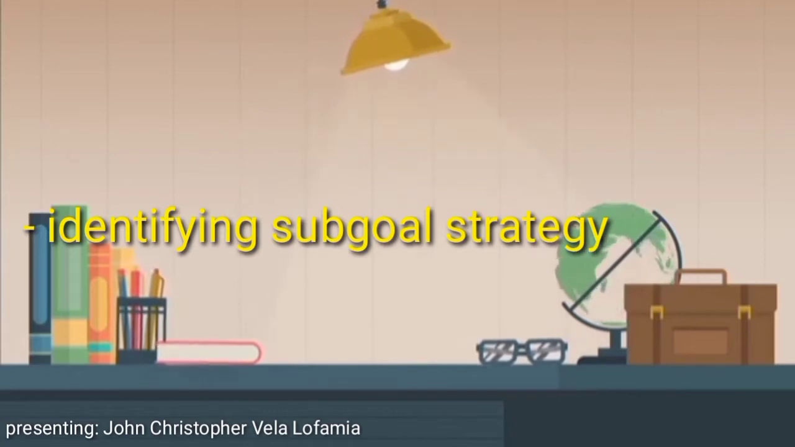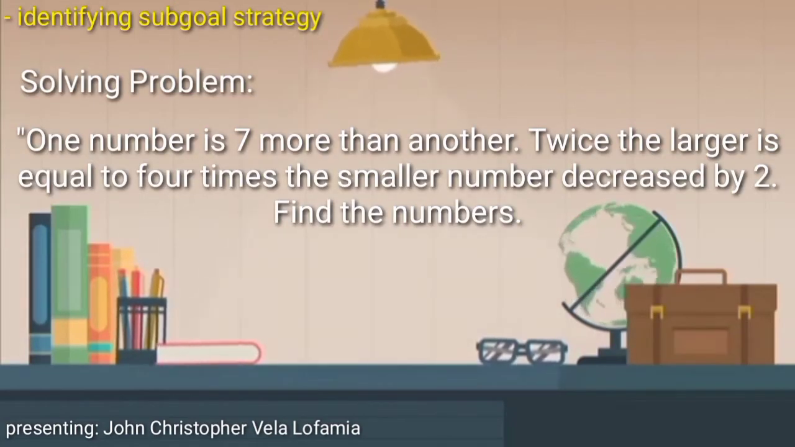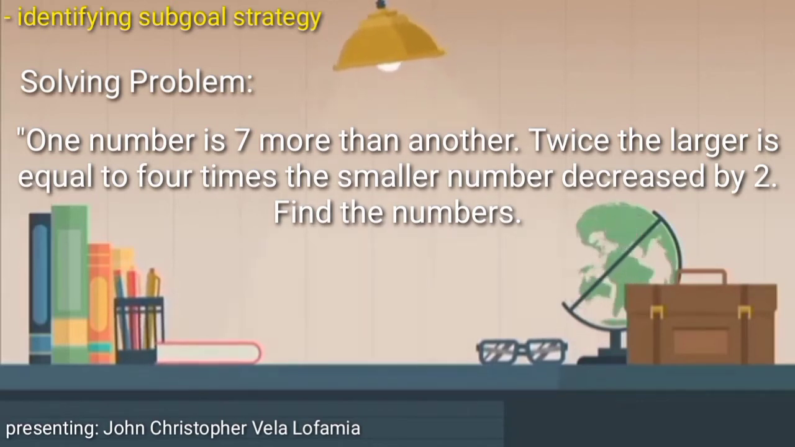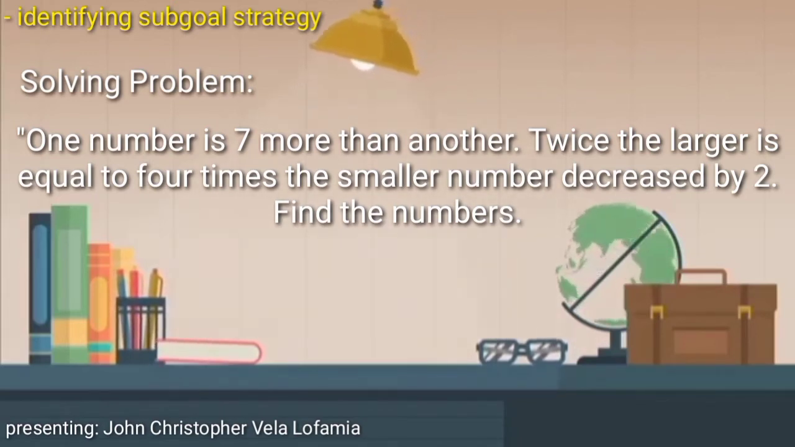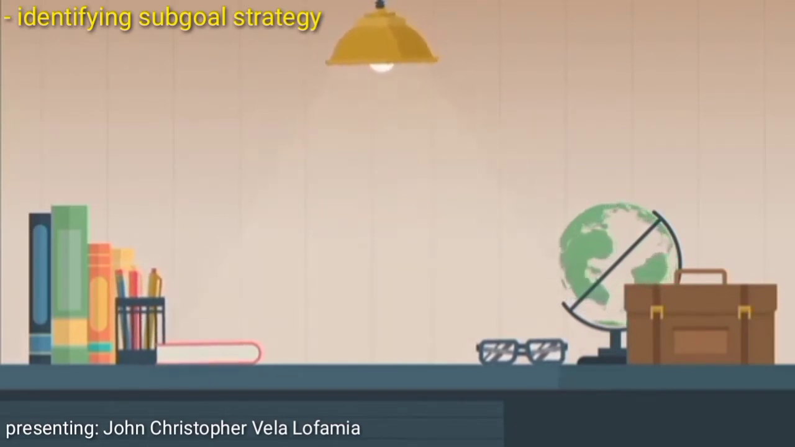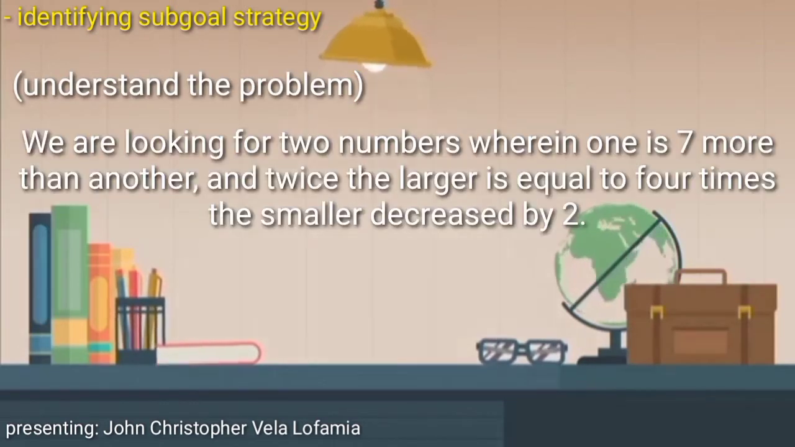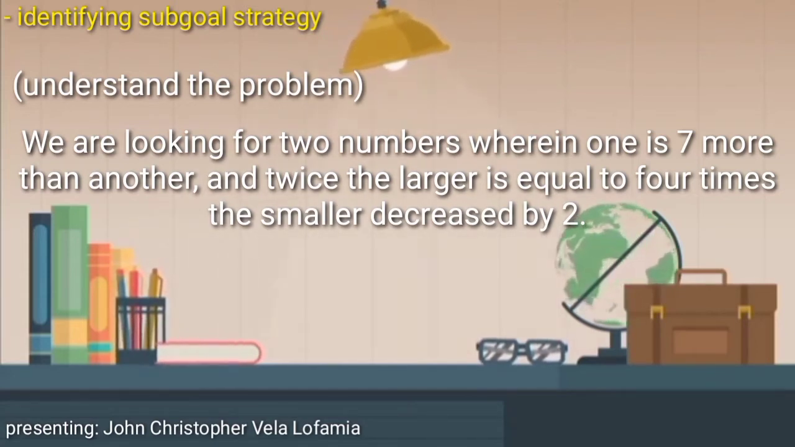So here's the problem. One number is 7 more than another. Twice the larger number is equal to 4 times the smaller number decreased by 2. Find the numbers. Applying Polya's step number 1, understand the problem. So we are looking for 2 numbers wherein one is 7 more than another, and twice the larger is equal to 4 times the smaller number decreased by 2.